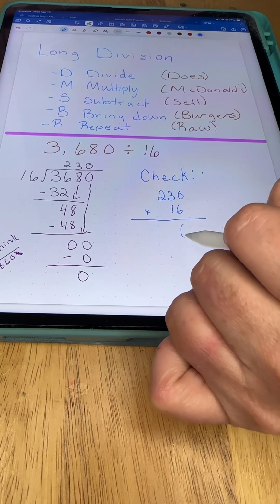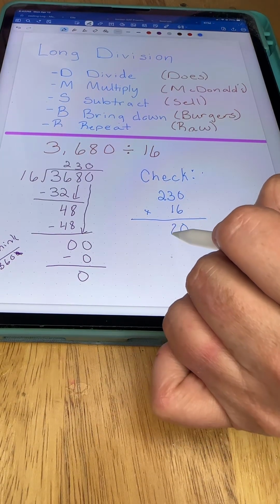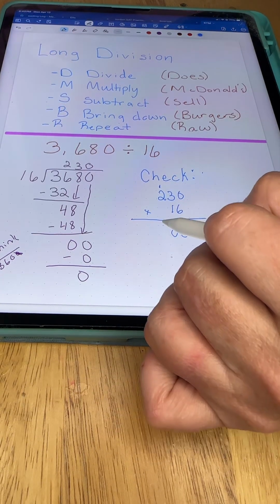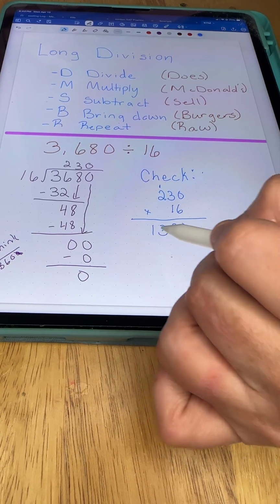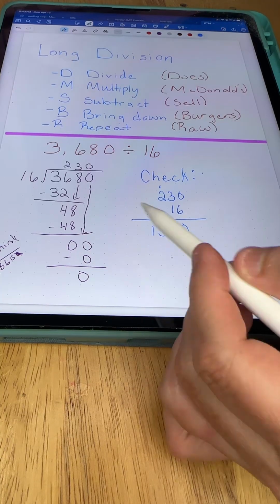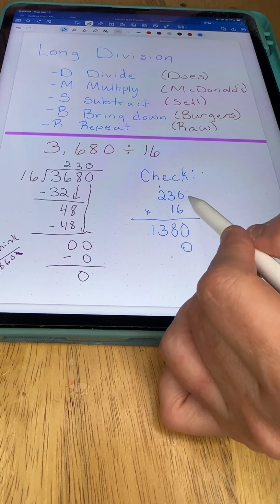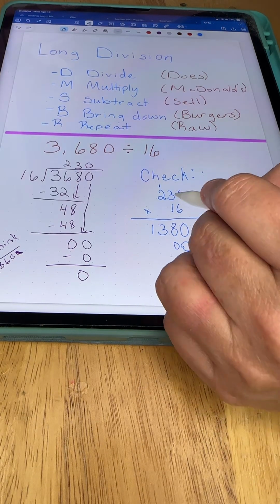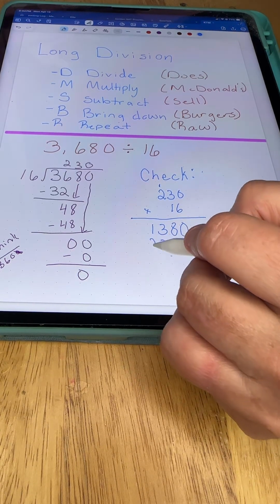And we're just going to multiply. 6 times 0 is 0. 6 times 3 is 18. I'm going to take that 8 and carry the 1. 6 times 2 is 12, plus that 1 will be 13. I'm going to have to put that 0 there as the placeholder because, again, we're technically multiplying by 10 now. 1 times 0 is 0. 1 times 3 is 3. And 1 times 2 is 2.